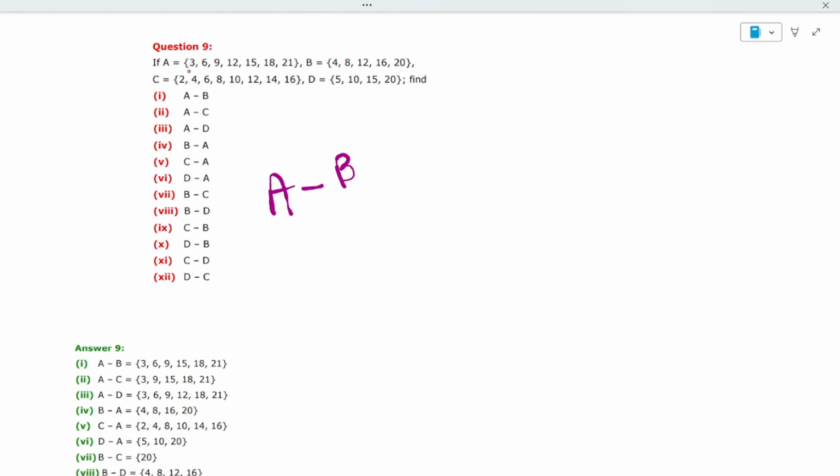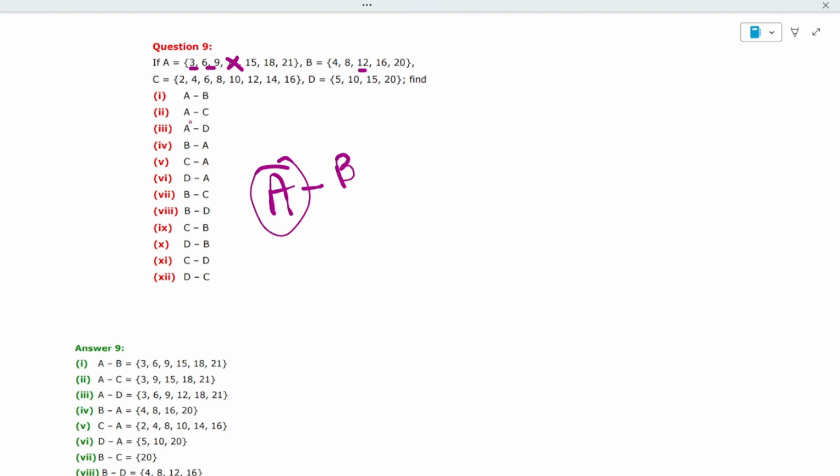See here, it is 3 in A, and 6, 9, 15. See what is here? 12 is here, so remove 12 from here. A minus B: you have to consider the set which is in A, but you have to delete what is in B. So in B we can find 12, so you delete 12. 16 is not here and 20 is not here. So 3, 6, 9, 15, 18, 21.